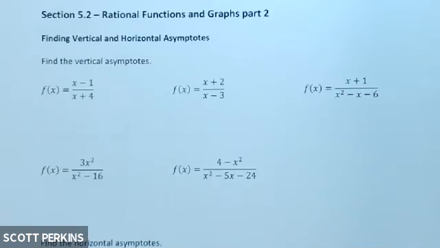We're going to begin section 5.2. We're going to talk about the vertical asymptotes. That's as far as we're going to get in this lesson. Vertical asymptotes, remember, asymptotes define the behavior of our graph. So when we have to graph these rational functions, that's where we're going to start.